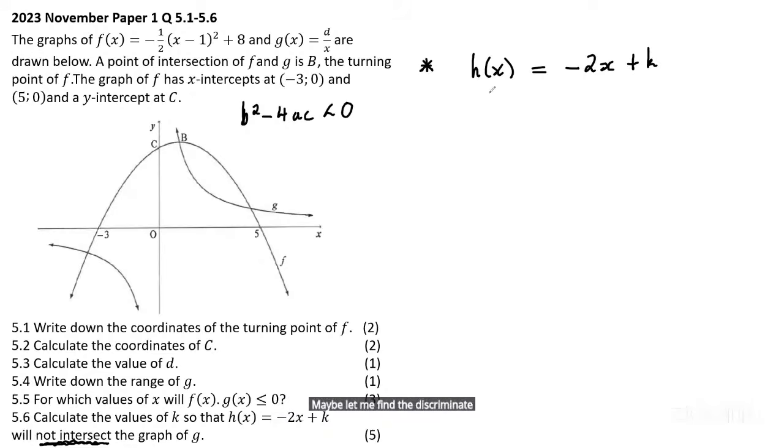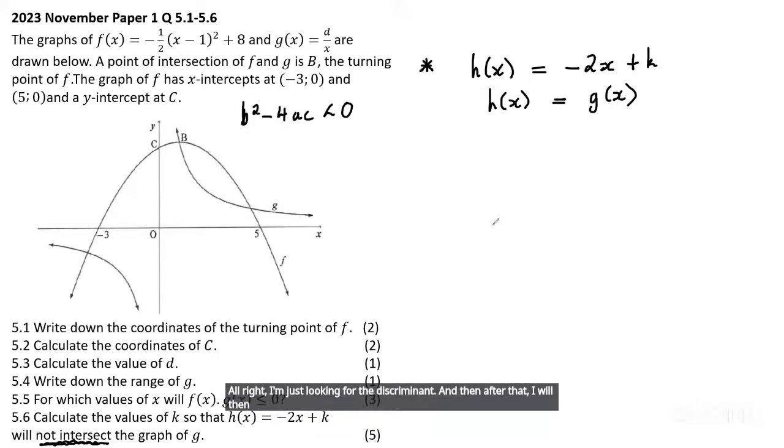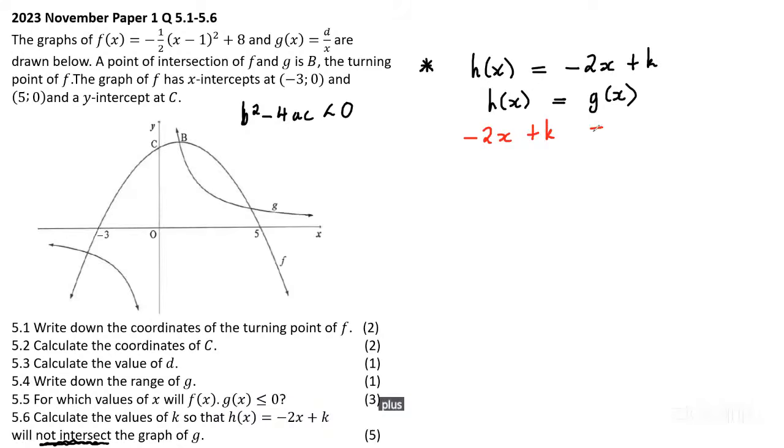Okay, so I have h of x. I have g of x. I'm just looking for the discriminant, and then after that, I will conclude, because they don't intersect, I'll find the value of k. Negative 2x plus k, g of x, is 8 over x.